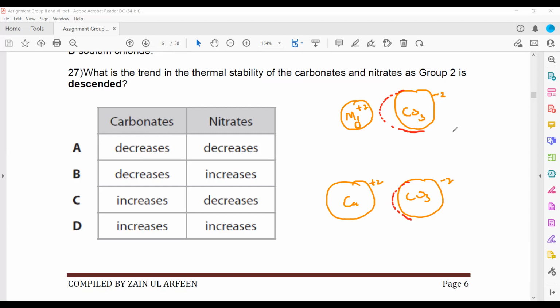As a result, the carbonate ion will become weak. So when we supply a small amount of energy, we can break it easily. Here, because of less distortion, the carbonate ion is relatively stable. As a result, we need more energy.